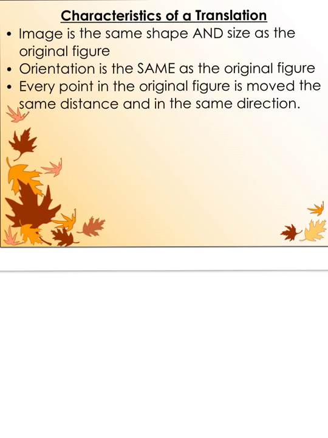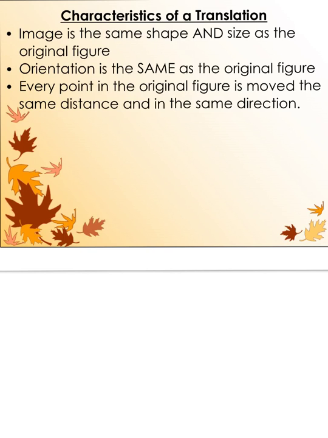The orientation is the same as the original figure. So when you look at the shape, it literally is going to look like it just moved somewhere else on the coordinate plane. It's not going to look like it's flipped or rotated or anything. It will look like you just pasted it someplace else on the coordinate plane. So it's going to be the same orientation as the original one.